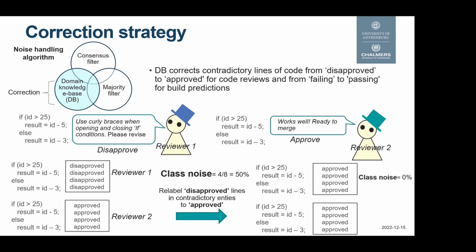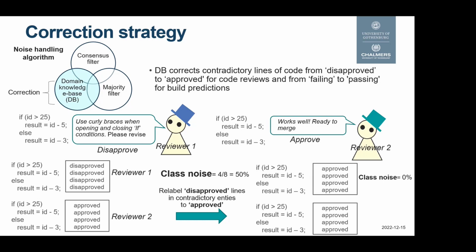Can I interrupt? Of course. Please explain this. I fail to understand how you change the disapproved to approved. I mean, yeah, the reviewers are complex, so to say. By doing this, you introduce a risk into your result. Of course, there's a trade-off here.